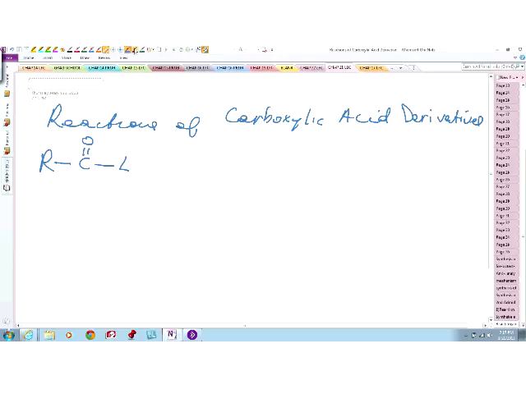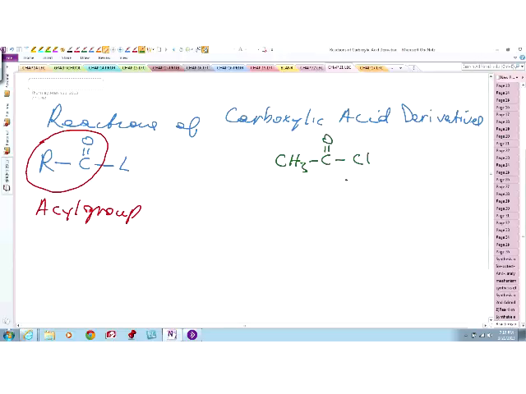All of the carboxylic acid derivatives, they are all characterized by the presence of what we call the acyl group, right here. It's called the acyl group. Okay, and that is why we generally refer to all of those reactions as nucleophilic acyl substitution reactions. Now, for example, we have this here, acid chloride, for example. This is an acyl group.